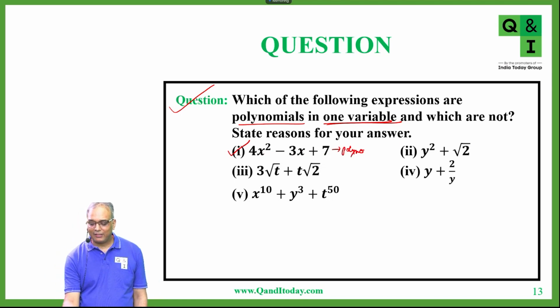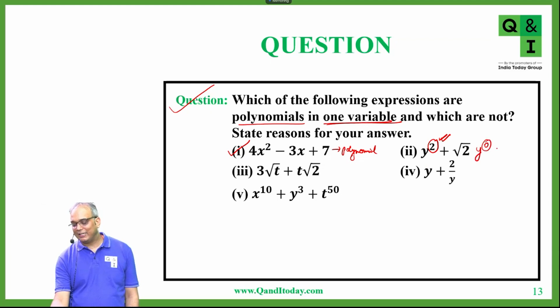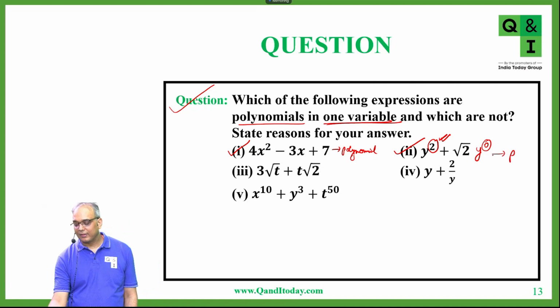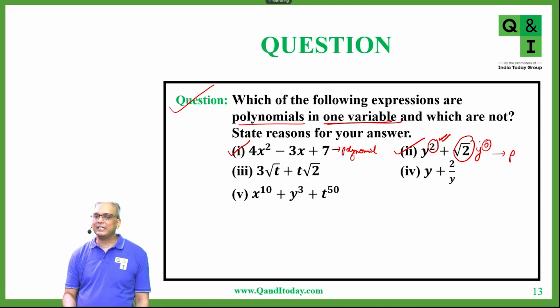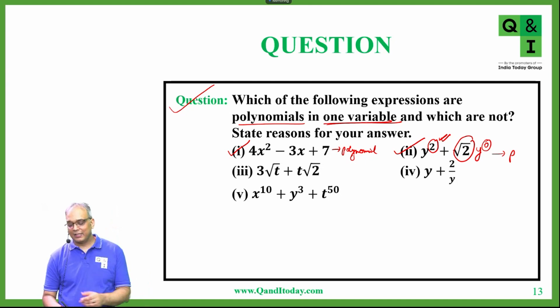What about the second one? Is it a polynomial? It is a polynomial, because we have to see the power of the variable here. The power of the variable here is a positive integer. Here it can be written as y to the power 0. Now this again is not negative, so the powers here are whole numbers, and that's why this is a polynomial. Don't see root 2. Root 2 is the coefficient. The root should not be over the variable. Here the root is on a number which is a constant. So this is a polynomial.